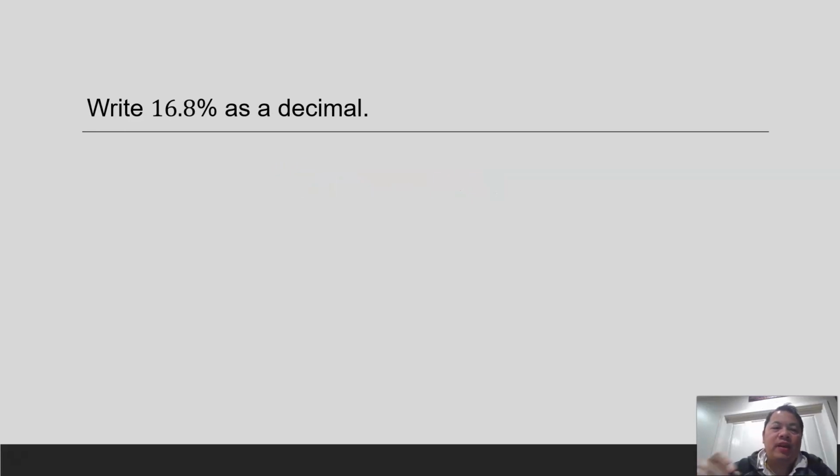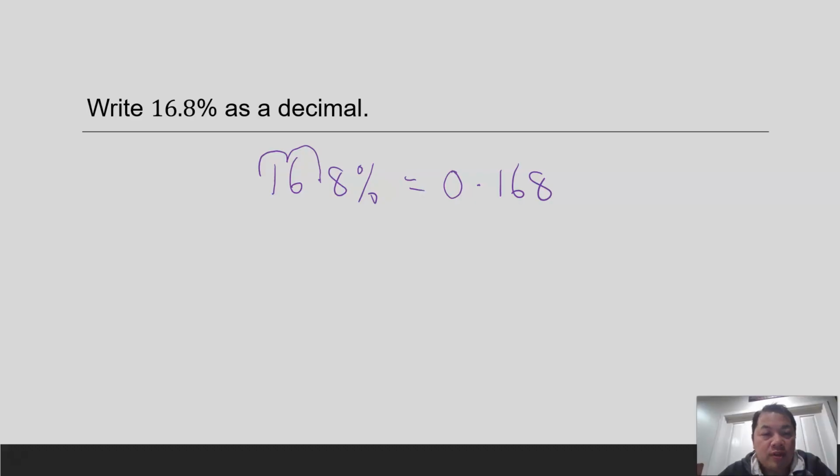So what about 16.8% as a decimal? Again, I'll move the decimal places back twice. That's how I get 0.168 as a decimal when it's 16.8%. Quite easy to understand, isn't it? Okay, moving on to the next one again. Oh, it seems like that's the last question.